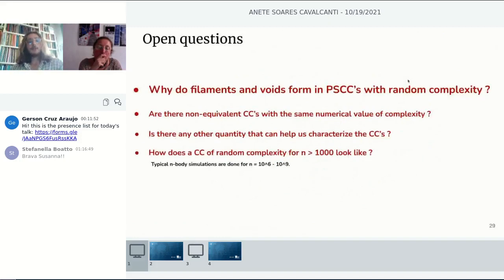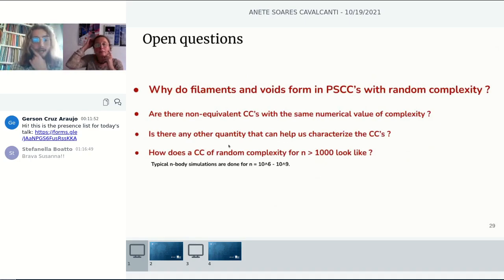So what would be future research lines? I would be very interested in knowing exactly why these filaments and voids form in the case of planar and spatial central configurations with random complexity, and also what they can tell us. It would also be interesting, in order to check how good our complexity function is, to know if there are non-equivalent central configurations with the same numerical value. If yes, then we should find another quantity, but if not, maybe it's a good classification. Also, another quantity would be nice.